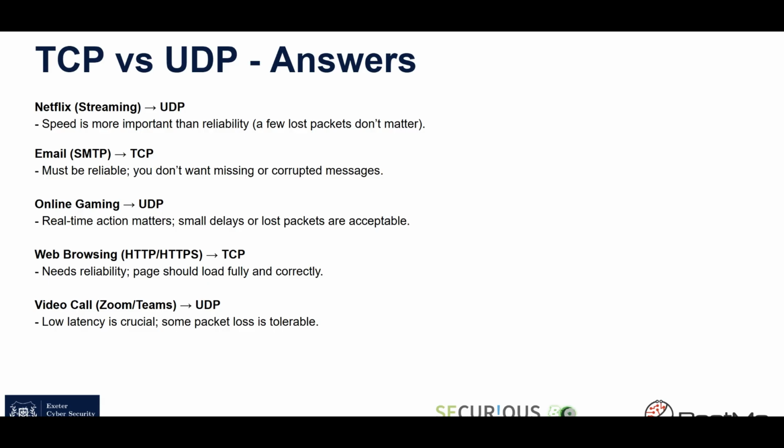UDP. It was TCP. Well done. So you need a file to arrive intact. If it's corrupted, you're not very happy. If you wanted a file about your spendings and you get half of your spendings, you're not happy about it. So this was TCP vs UDP.